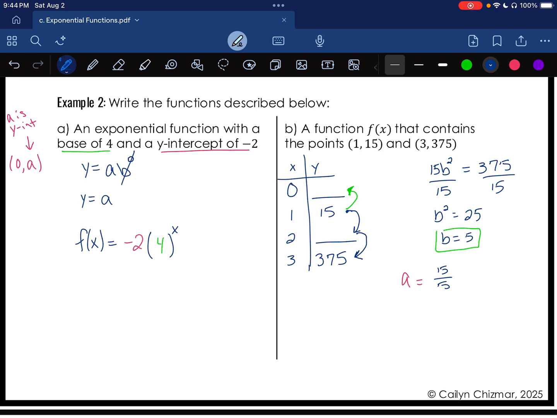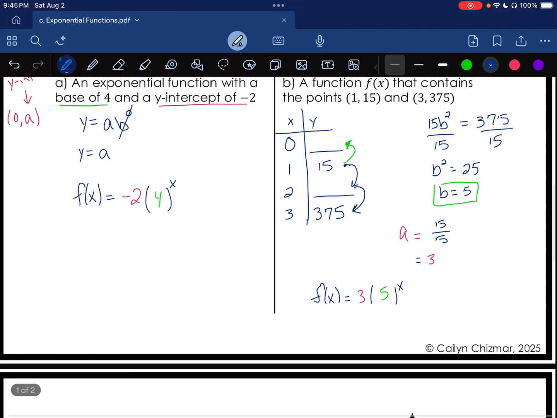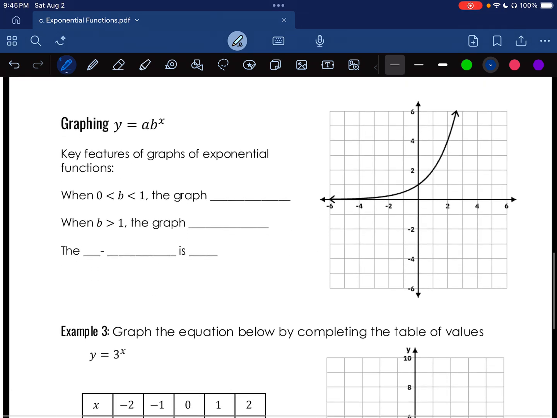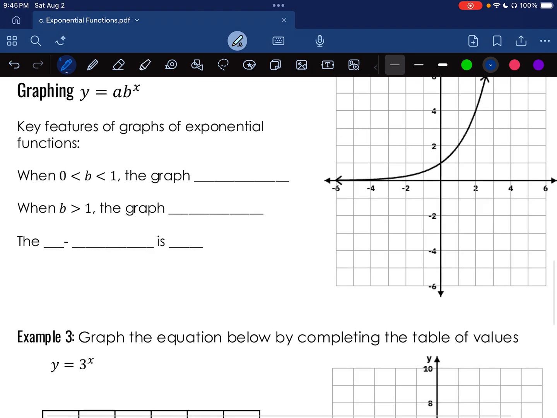Or 3. So this function, we also call f of x, it's going to look like 3 times 5 to the x. All right. So now we are going to think about what these equations look like graphically.